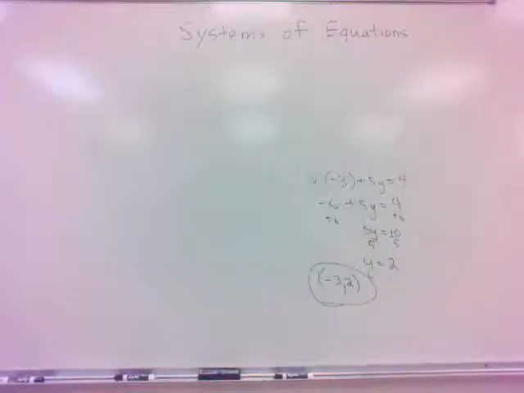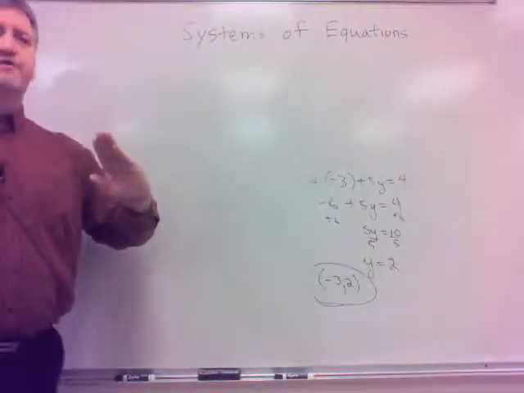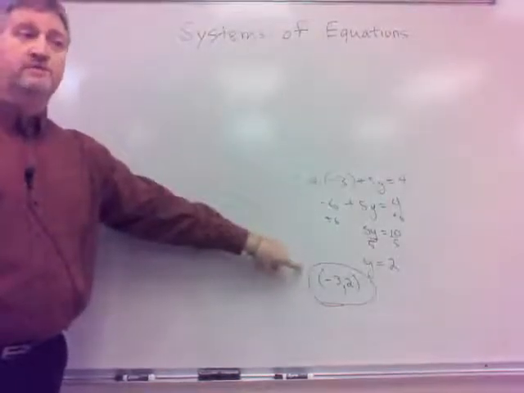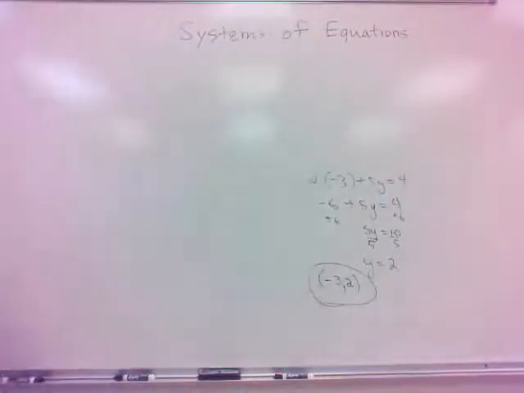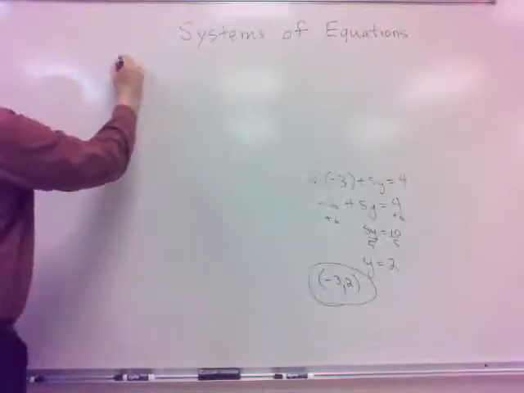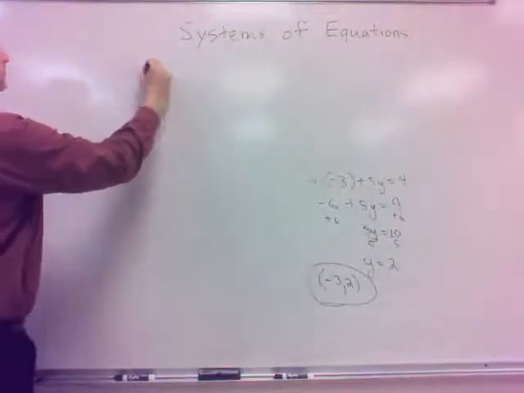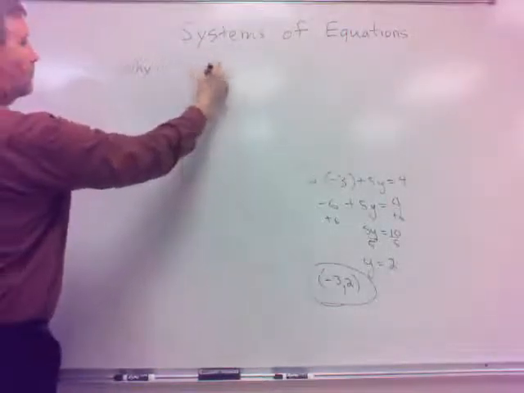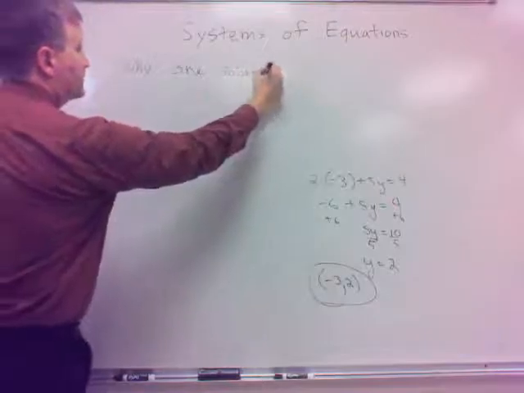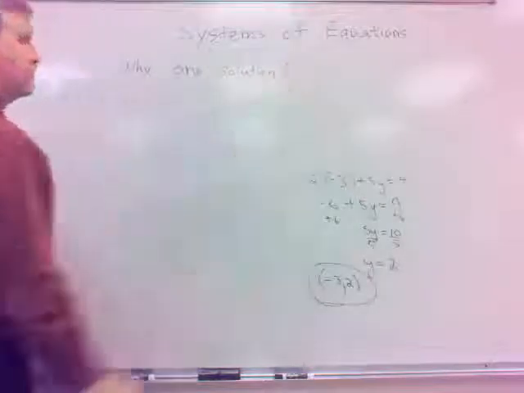And what I was going to try to talk to you about here is why we are getting what we're getting as far as the number of solutions. Each one that I've worked so far, I've gotten one solution. Why is that? Can we kind of visualize that? So why are we getting one solution on the previous ones?